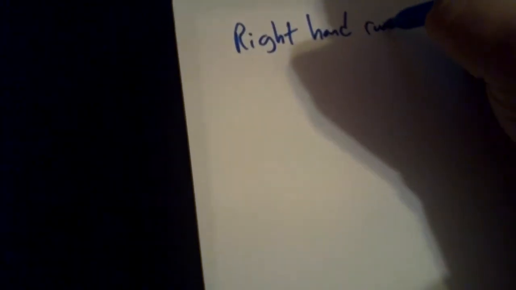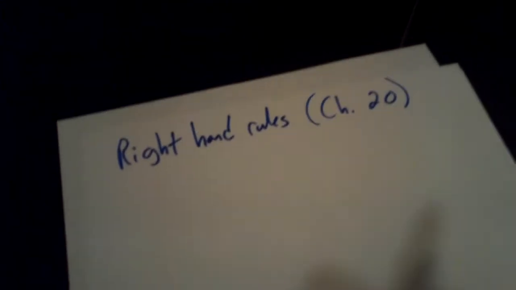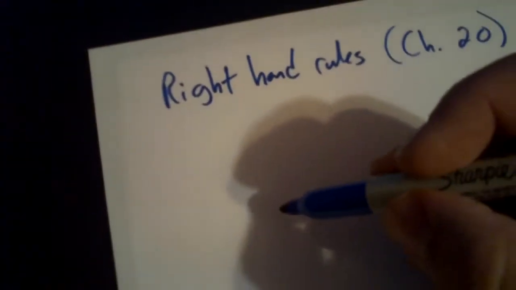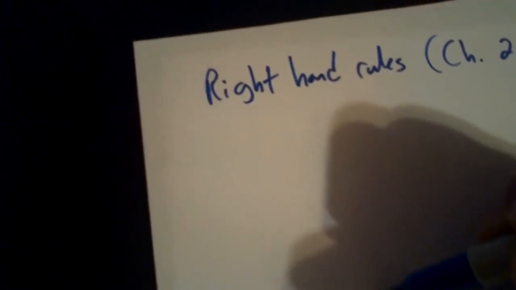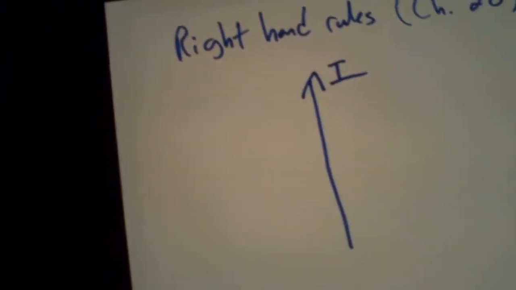Okay, this is a mini lecture on the right hand rules from chapter 20. Okay, so the first right hand rule is the easiest. This is the right hand rule for the magnetic field around a current carrying wire.